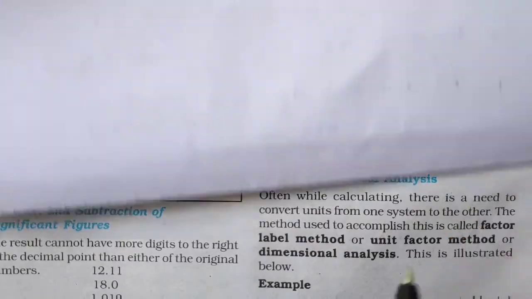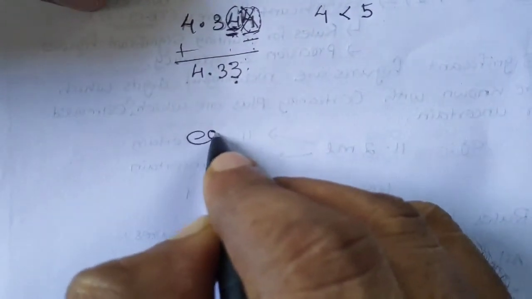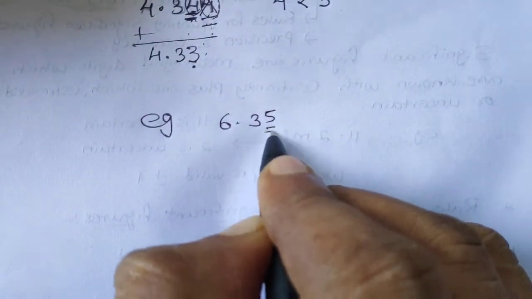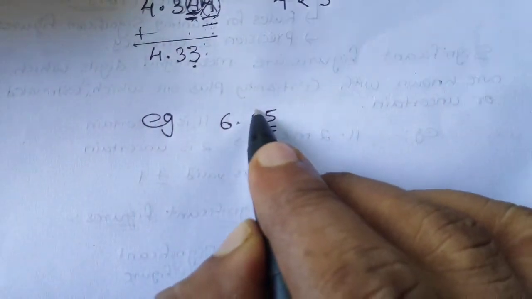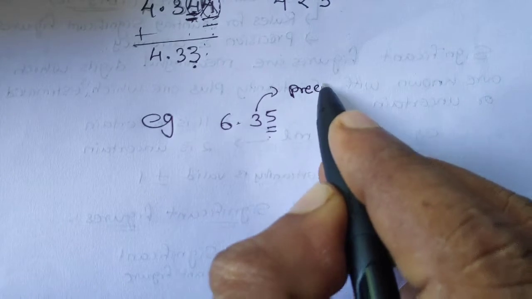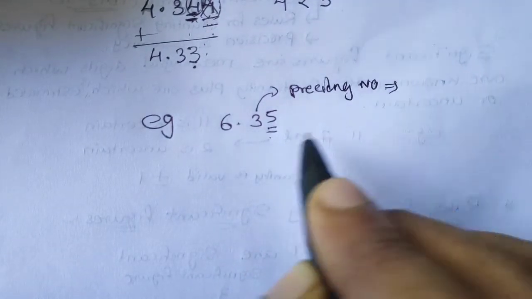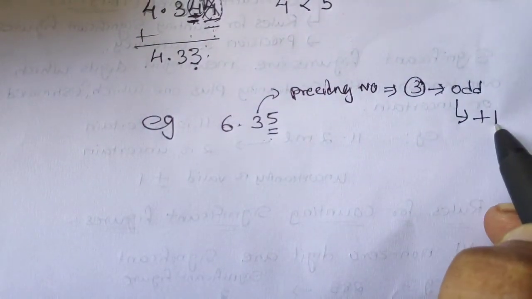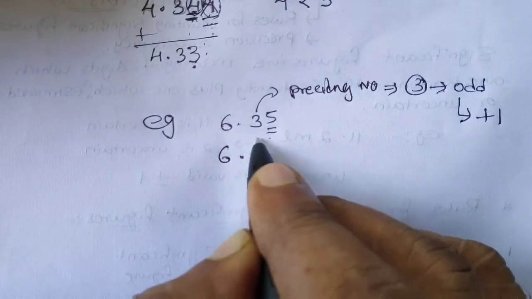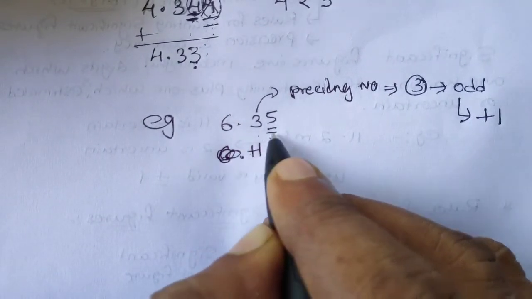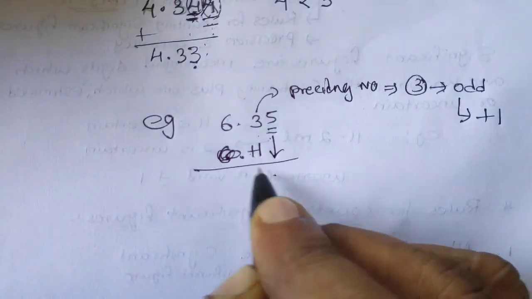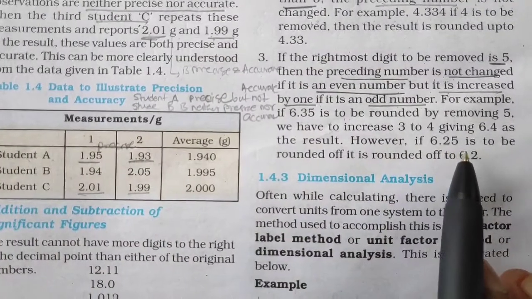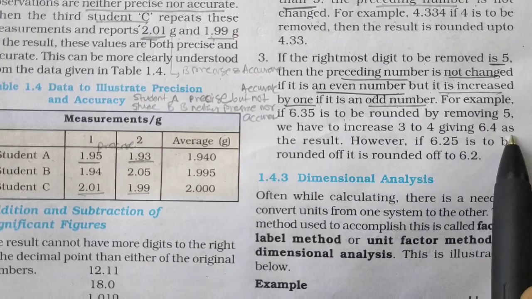Now what is the meaning of that? See, when I write this example, suppose it is written in your book as 6.35. This is equal to 5, and if I want to round off, this is the preceding number. Clear? And that preceding number is 3, which is an odd number. If this is an odd number, you have to add 1 to it. So you will write 6 point, here you will add 1, and instead of the removed digit there will be 0. So the actual number will be 6.4. Understood? So this is the part given here: 3 to 4, giving 6.4 as the result.